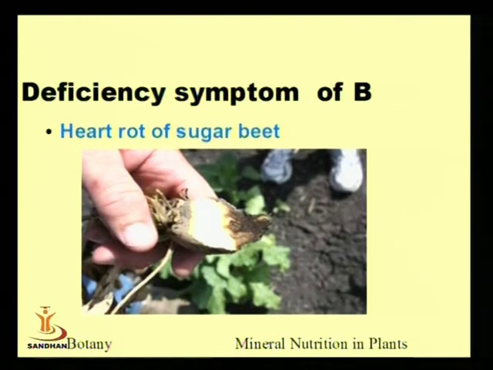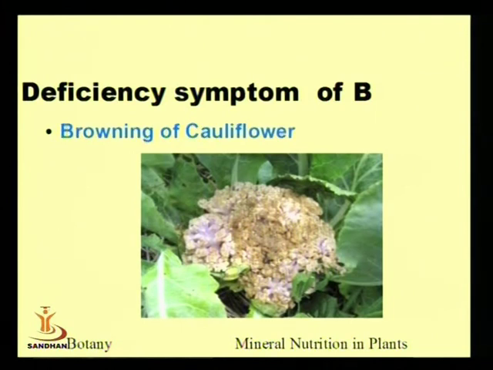Then certain diseases will be immediately apparent, showing the deficiency of boron, that is heart rot of sugar beet, then browning of cauliflower.